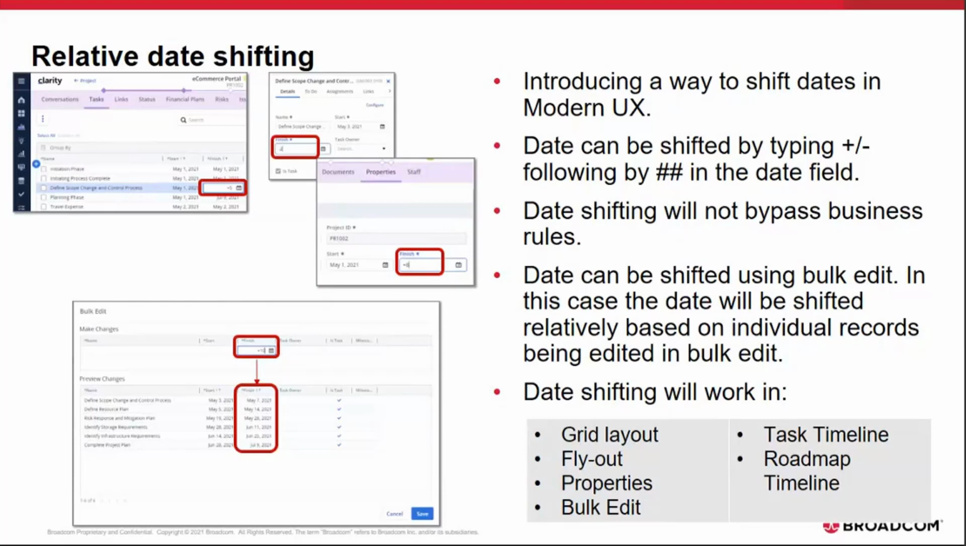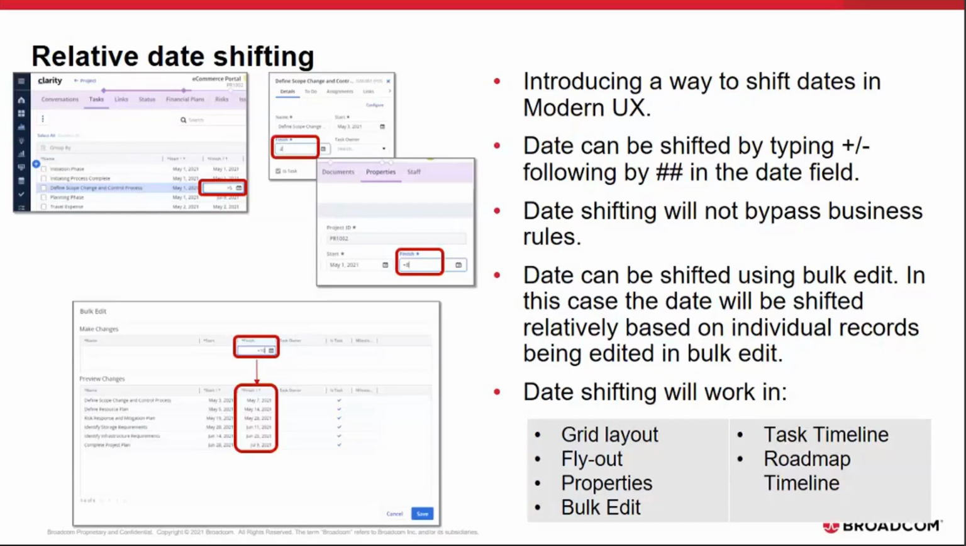We can shift the date by something as simple as editing the date field and typing in plus or minus followed by a number. And then the date for that record is shifted based on the number and plus or minus that I typed.